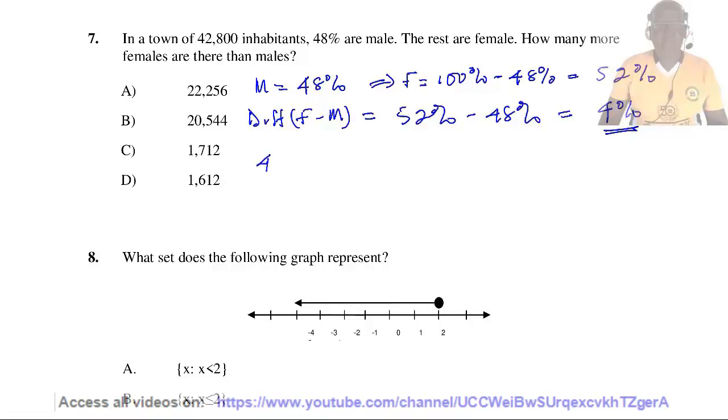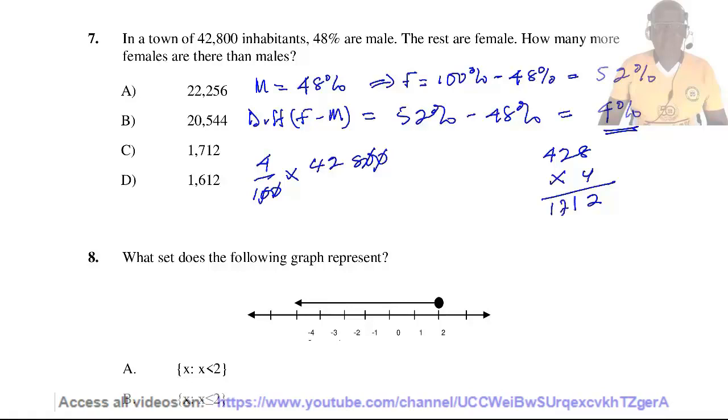4% of the population is going to be equal to 4 over 100 times 42,800. The zeros will cancel out, and then we shall be left with 428 times 4. 4 times 8 is 32. Carry 3. 4 times 2, 8, 11. Carry 1. Then 17. So the answer is C.